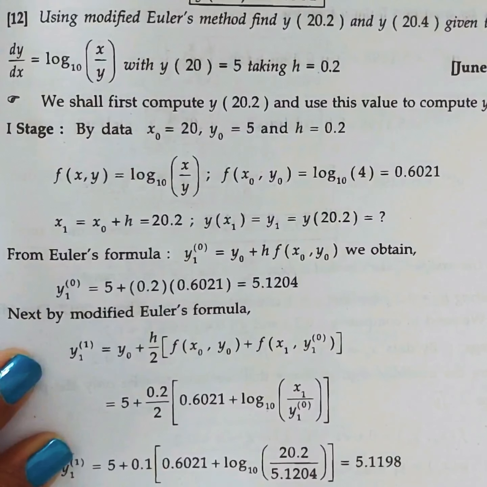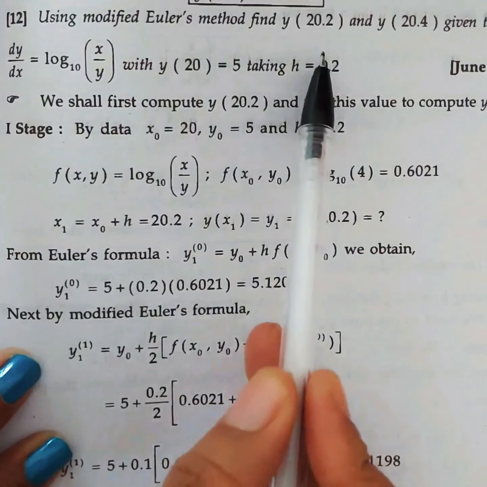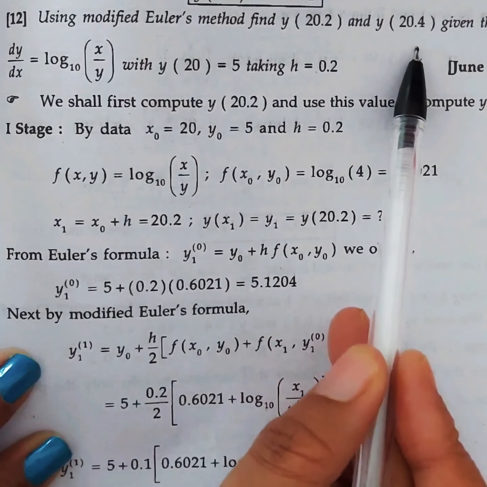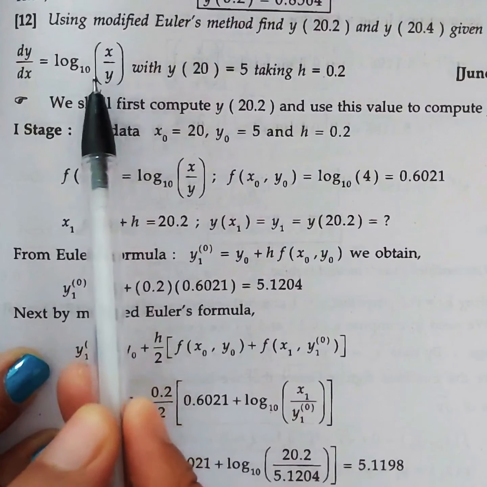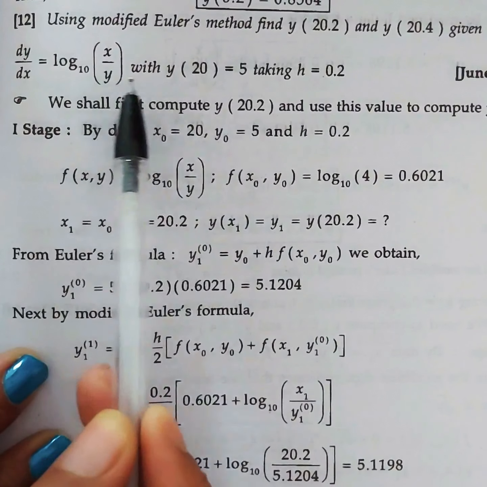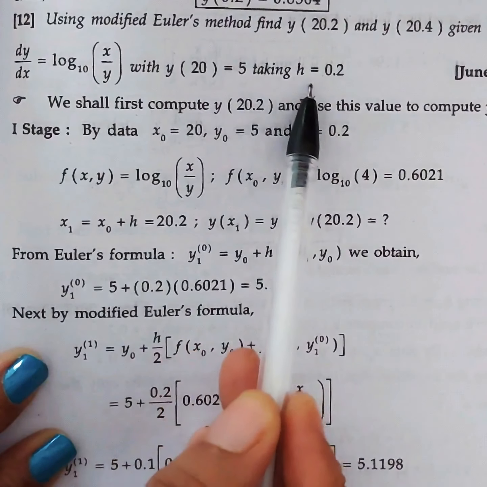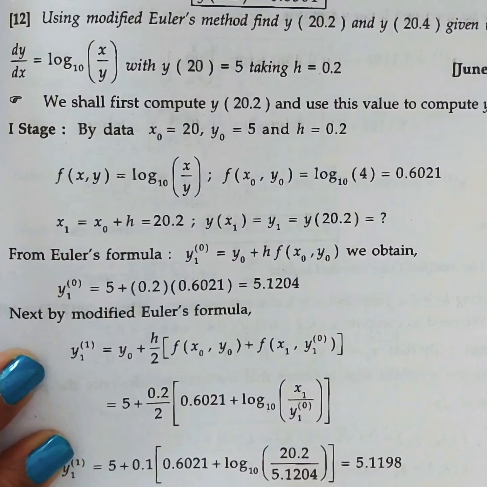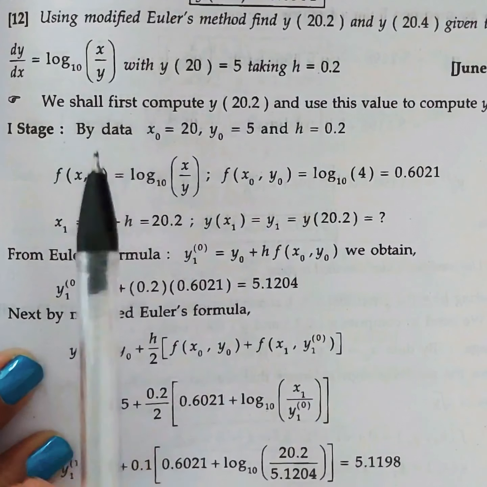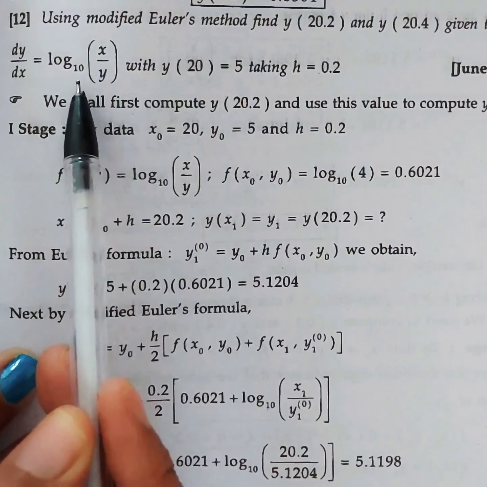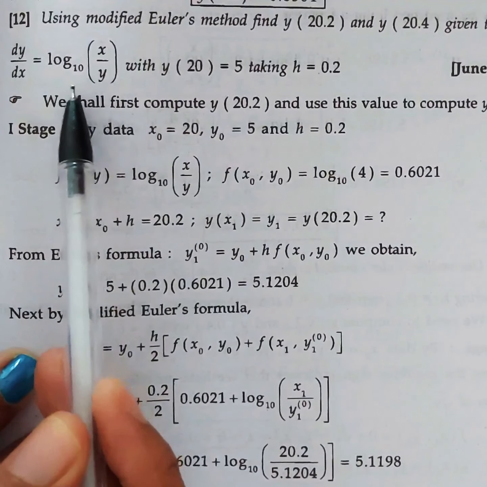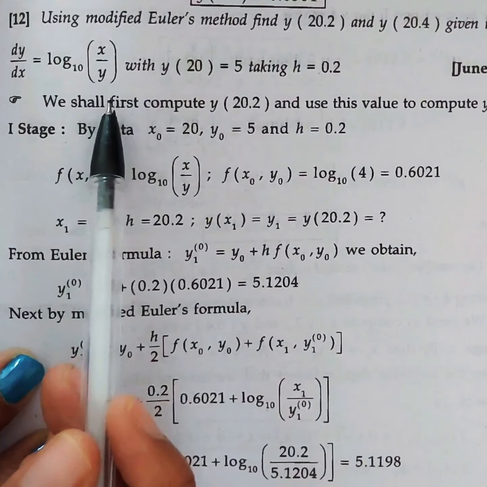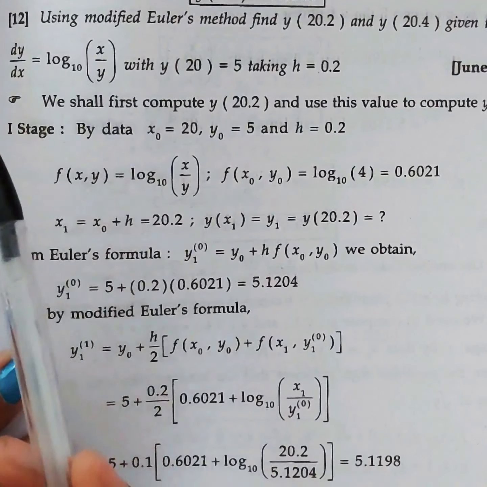See this problem. Using modified Euler's method, find y of 20.2 and y of 20.4, given that dy by dx is equal to log of x by y to the base 10, with y of 20 is equal to 5, taking h is equal to 0.2. There are two things you have to notice. First thing is log of x by y to the base 10. We have to be very careful when we are using the calculator. You have to use log. If it's to the base e, then we will use ln in the calculator. So here it is log to the base 10.